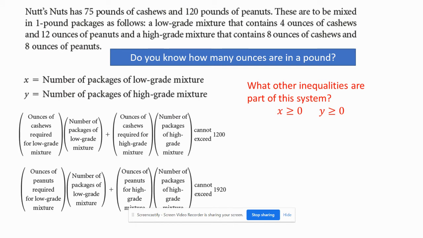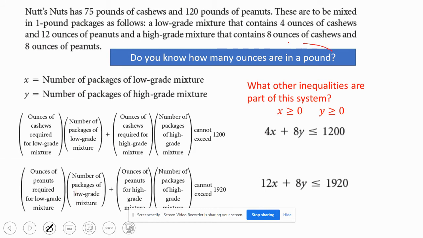Now, when you're looking at this equation, you might notice there's this 1200, and you're wondering where that came from. The other parts of the equation are the same as what I did. But the 1200 comes from what I told you before about how many ounces are in a pound. 1200 was 75 pounds of cashews, and there are 16 ounces in a pound. So 75 times 16, that's where this 1200 came from.